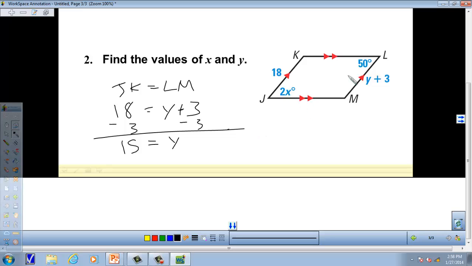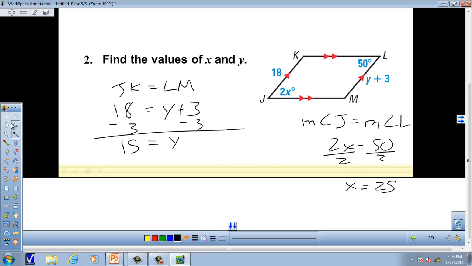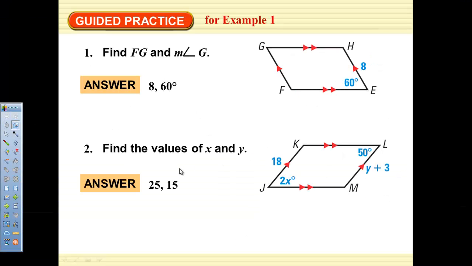To find x, we know opposite angles are congruent, so therefore the measure of angle J equals the measure of angle L. So 2x is equal to 50, and dividing both sides by 2, x equals 25. There you go. And we're done.